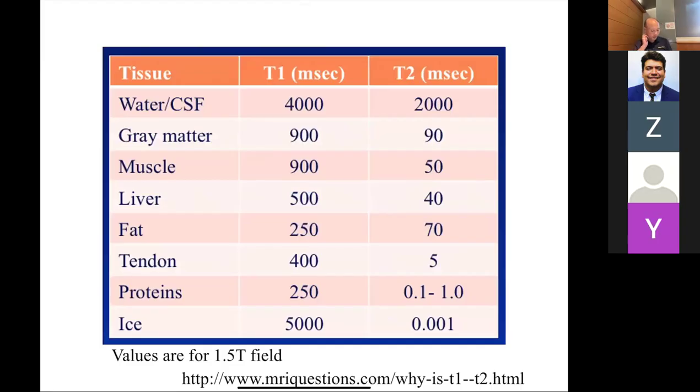Here we're looking at some of those values. We can see the T2 of water is really long. For brain and muscle, this is all in milliseconds, it's on the order of 100 milliseconds. If I look at ice, it's super short, like 1 microsecond, because the protons in ice aren't really moving around. And in proteins, it's fairly short as well.